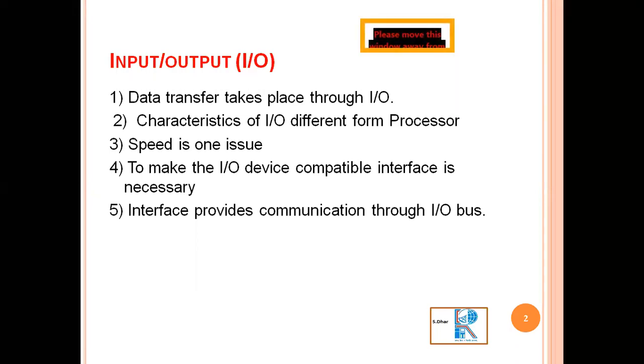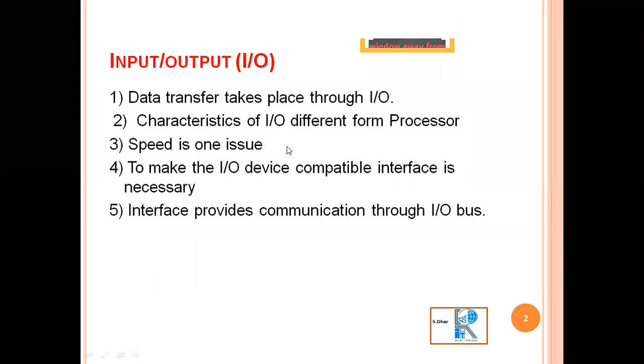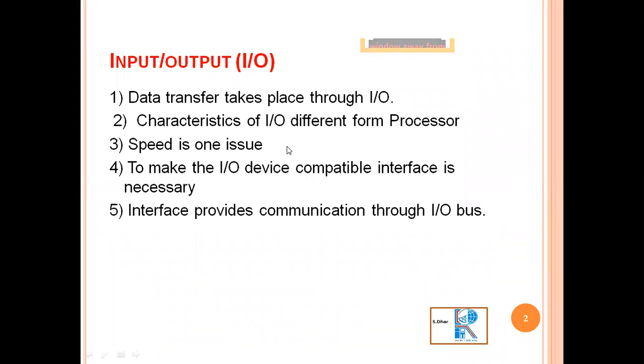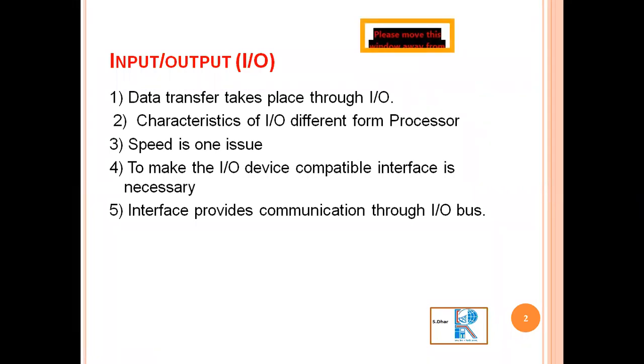Okay, that means the characteristics of the IO are different from the processor in terms of speed, and there may be some other issues also, but the main important thing is the speed. Speed of the CPU is much more than that of the IO device. So to make the IO device compatible, an interface is necessary. Why is an interface necessary? The interface is required to bridge the speed gap between the CPU and the IO device. Clear? So there should be some communication technique between the IO device and the CPU of a machine.